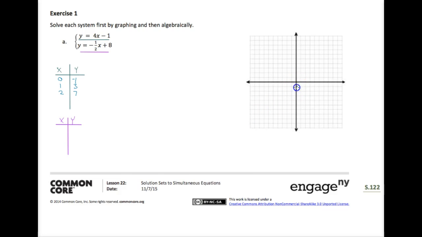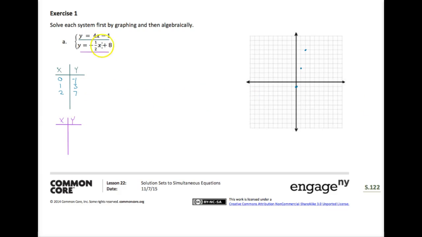0, drop down to -1. 1, climb up to 3. And 2, climb up to 7. Need to be 4 above. There we go. Got it. We'll draw the line in a minute. Meanwhile, let's go ahead and get our other points.